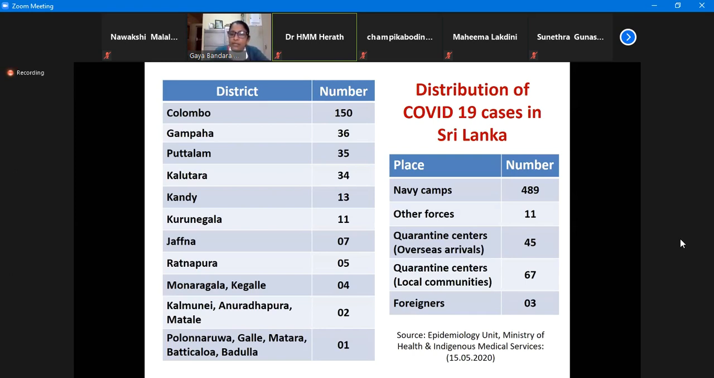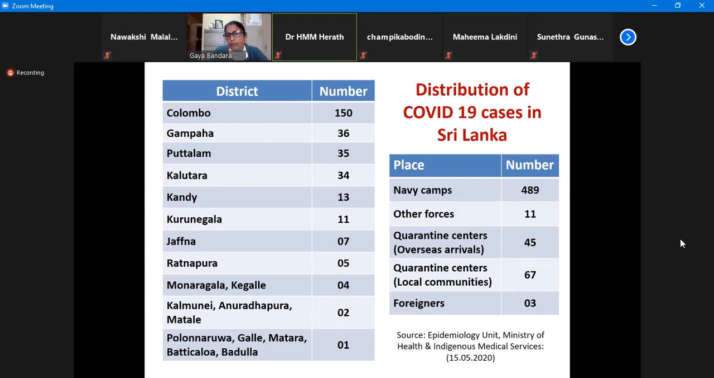If you consider the place of origin of these cases, 489 of the total reported cases were from Navy camps, and 11 cases were reported from other forces. And in quarantine centers, among overseas arrivals, we have detected 45, and among local communities in quarantine sectors, we have detected 67 cases. So that includes all 925 cases that you detected in Sri Lanka.